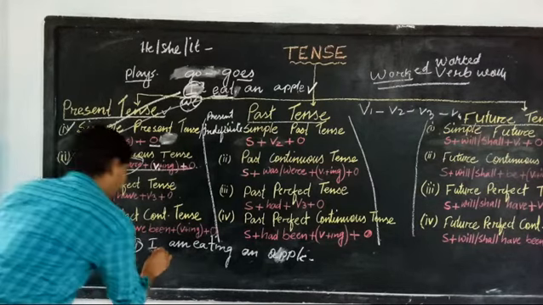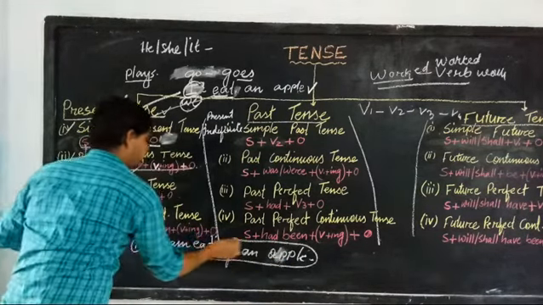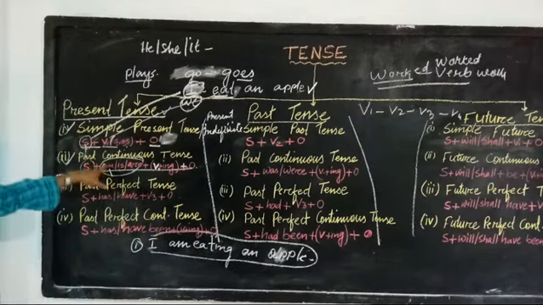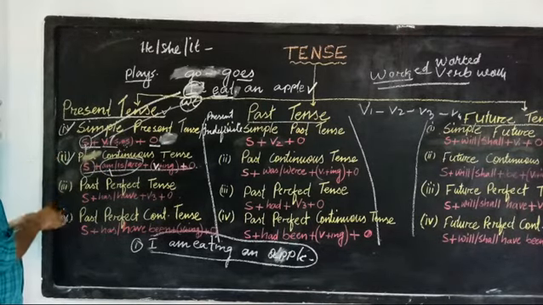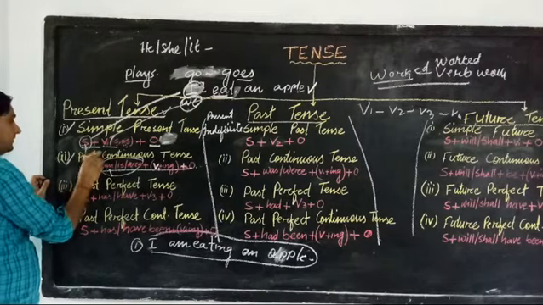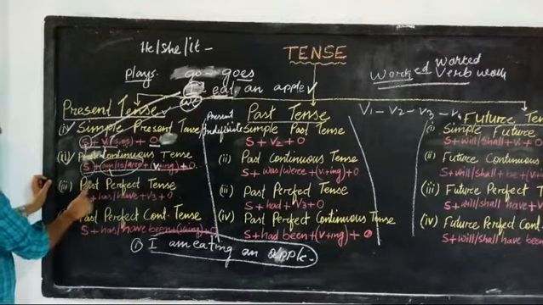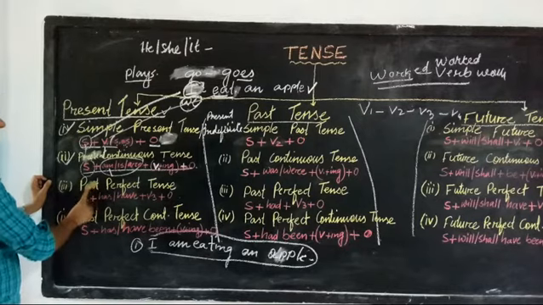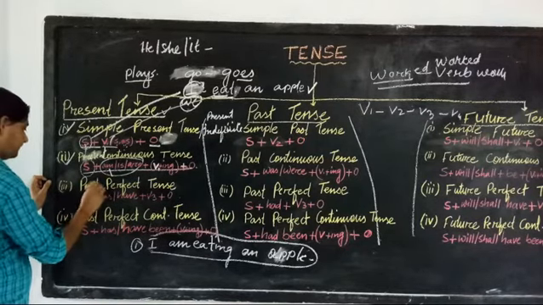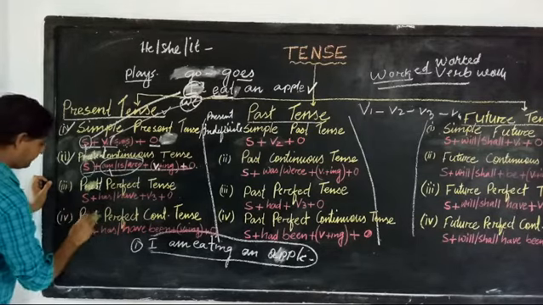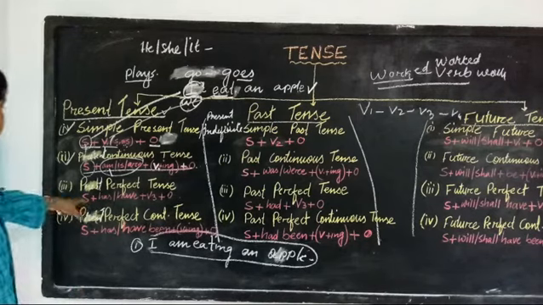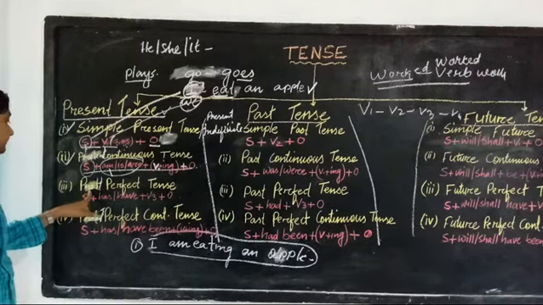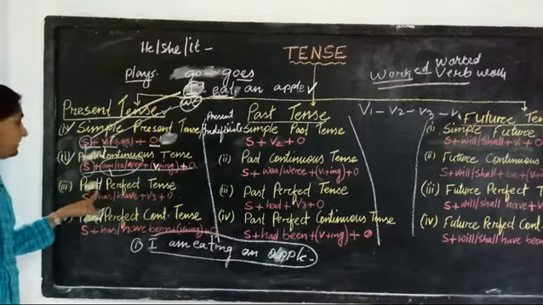In this way, we can write a sentence in present continuous tense. I have written here past continuous tense, so I will make it present continuous. Present continuous tense. So, next we will move to the next tense, that is present perfect tense.